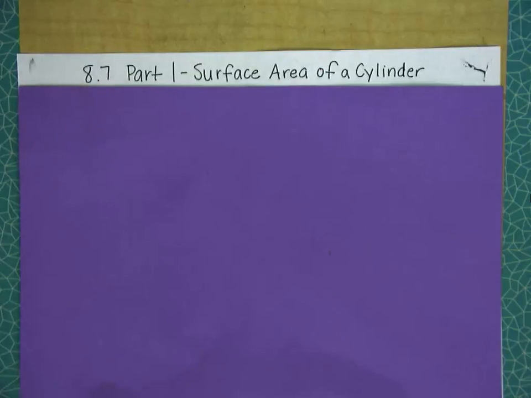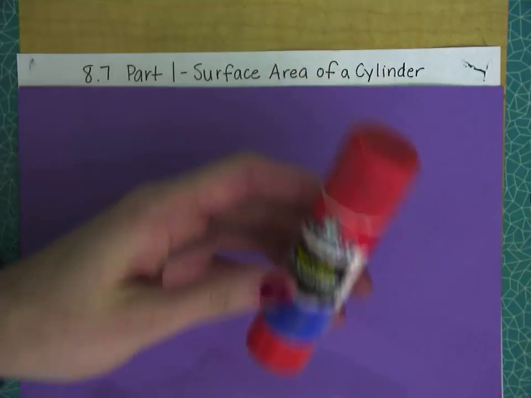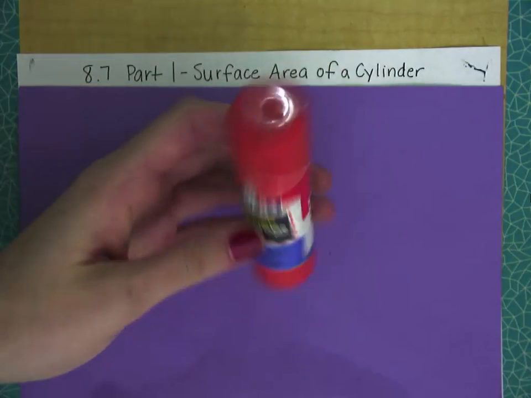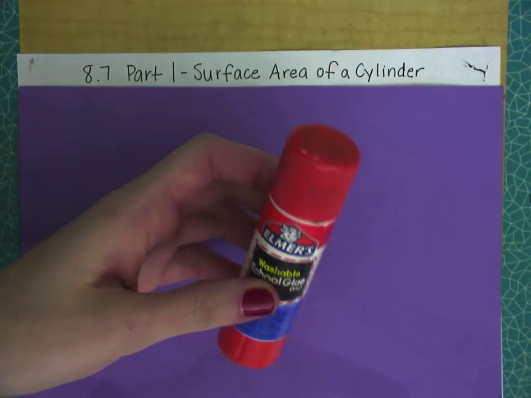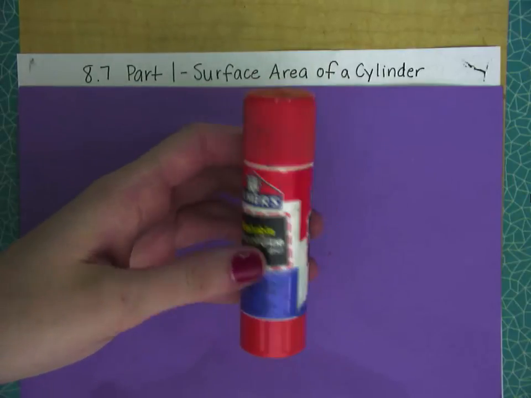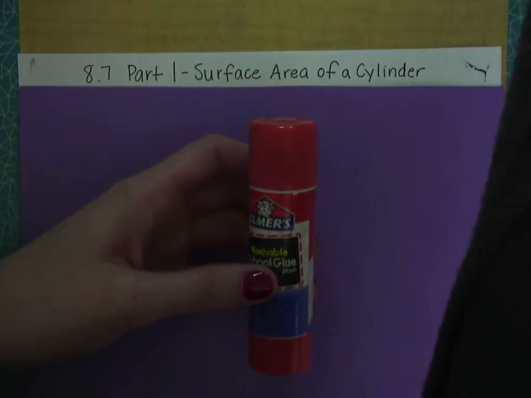All right. So, like I said, we are going to be talking about finding the surface area of a cylinder. Okay? Now, I just grabbed this kind of at the last second. This is a glue stick, obviously. But what shape is it? It's a cylinder.